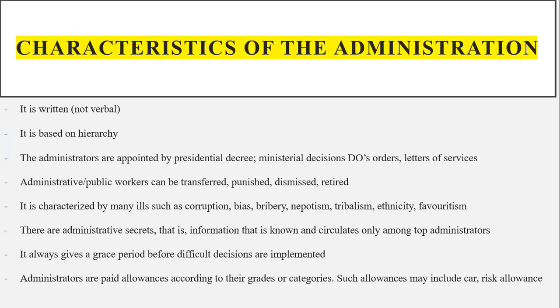The administrators are appointed by presidential decree, ministerial decision, DO's order, letters of service. Administrative public workers can be transferred, punished, dismissed, or retired. It is characterized by many ills such as corruption, bribing, nepotism, tribalism, ethnicity, favoritism. Now, there are administrative secrets, that is, information that is known and circulates only among top administrators.